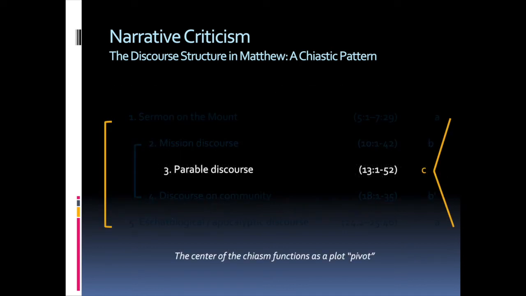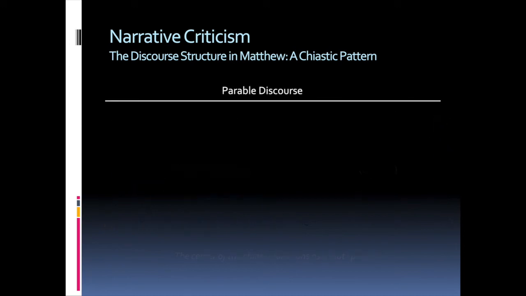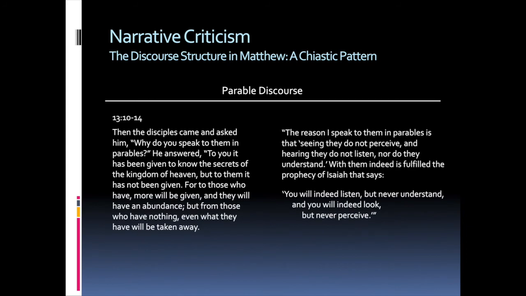Now, according to the chiastic pattern, if there is a saying, or in this case, a discourse, in the middle position with no parallel, there's a way in which the chiastic structure focuses on that pivot point. This discourse serves structurally as a kind of place where we shift from the orientation of what comes before, the first two sermons, as we move toward the last two. So let's see how the center of the chiasm functions as a plot pivot. And here I have just one passage. So pause the video so that you have time to read this, and then I will point out a few things. So the parable discourse is a pivot.